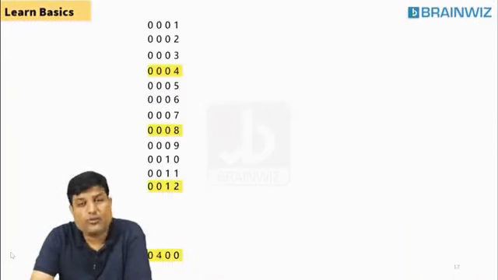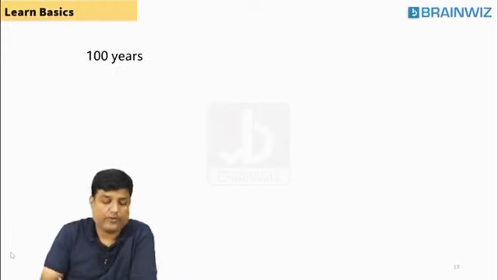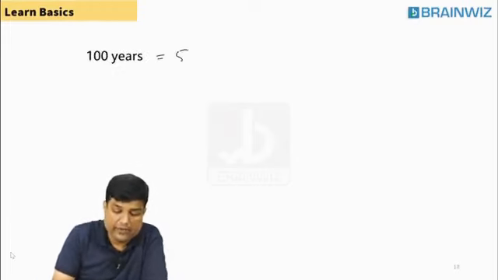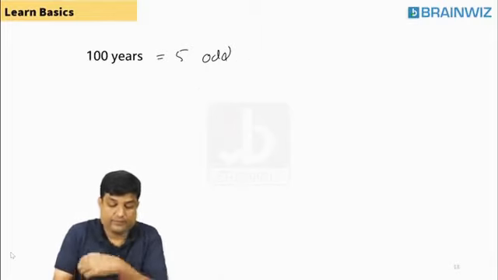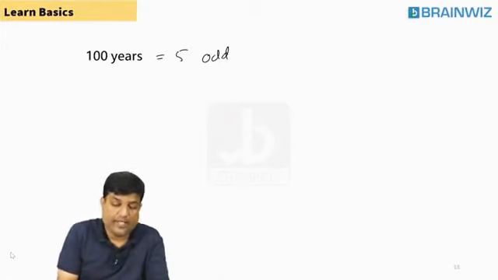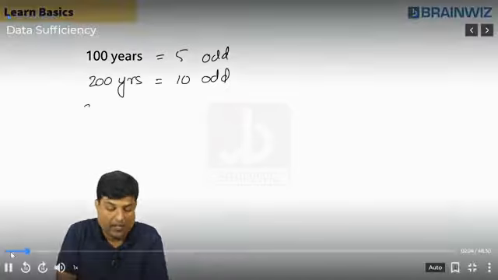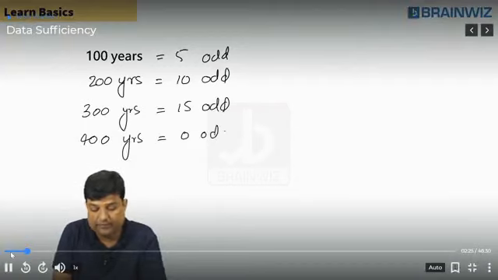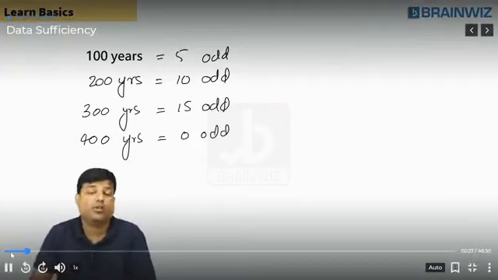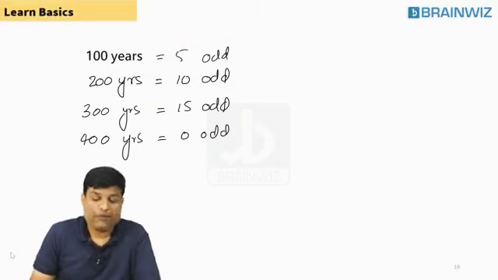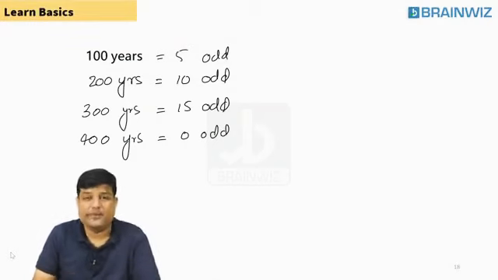So let's try to move forward now. Here, for the first 100 years, we have got 5 odd days. We learned this thing. Then 200 years are there. We have got 10 odd days. 400 years means 0 odd days. So these are all the stuff we have learned yesterday. Following everybody? Now, students, let me just try to tell you one thing.